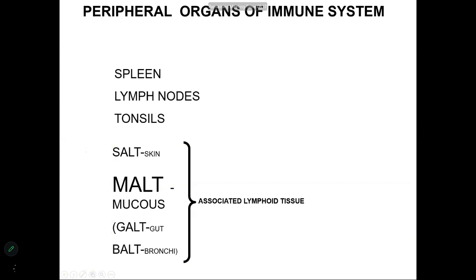Peripheral organs of immune system: spleen, lymph node, tonsils, also SALT and MALT. SALT, skin-associated lymphoid tissue; MALT, mucosa-associated, including GALT, gut-associated, and BALT, broncho-associated lymphoid tissue. Spleen.